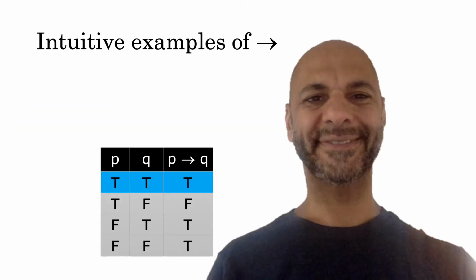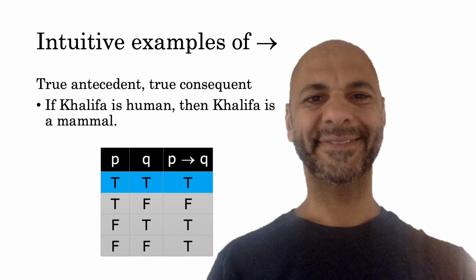Okay, so it turns out that thinking of conditionals truth functionally has a mixed track record, if we want to put it that way. I'll start off with the good news and then show you the bad news. So here's some good news. There are some conditionals which are true when both the antecedent and the consequent are true. For instance, if Khalifa is human, then Khalifa is a mammal is a true conditional in English. And furthermore, it's true that I am a human, and it's also true that I am a mammal. This corresponds to the first row in our truth table for if-then.